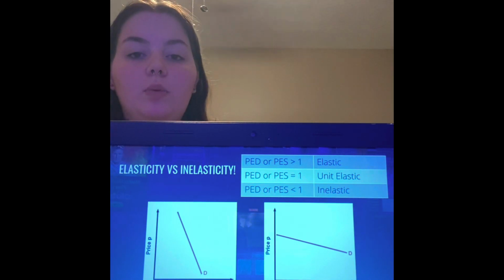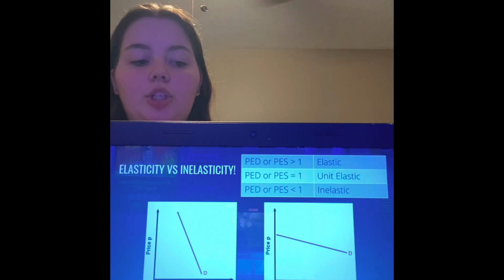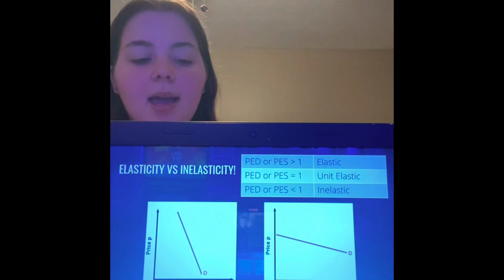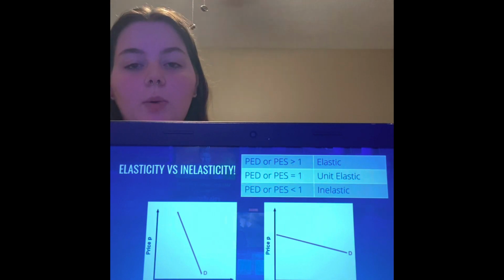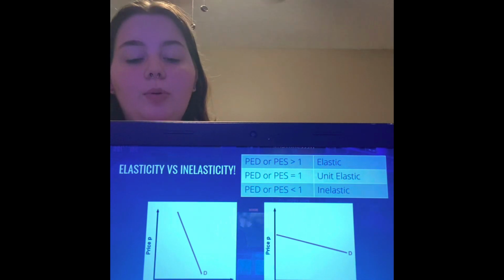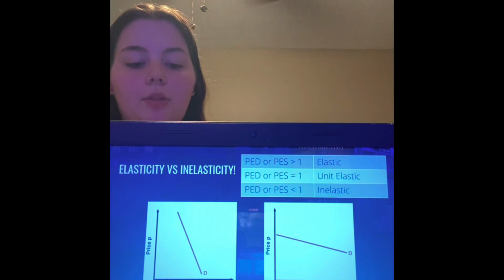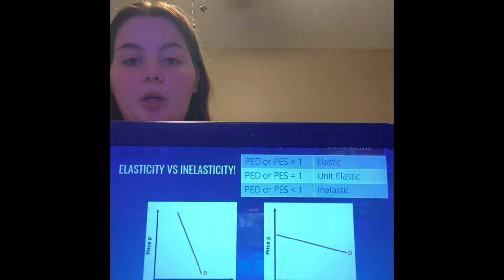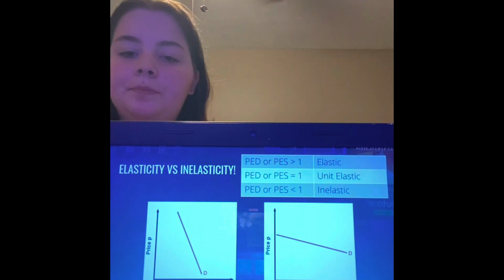The number being greater than 1 means that the quantity demanded changes a larger percentage than the price, and then the number being equal to 1, the quantity demanded changes with the percentage change of price. The number being less than 1 means that the quantity demanded changes a smaller percentage than the price.